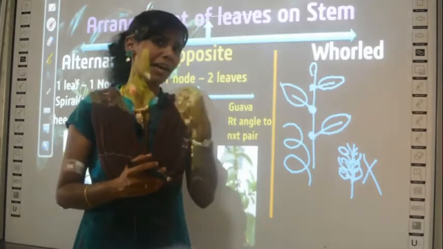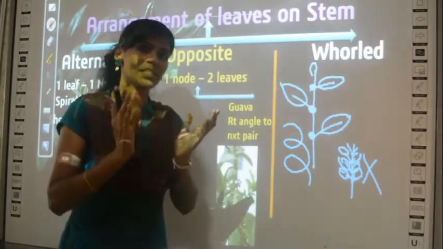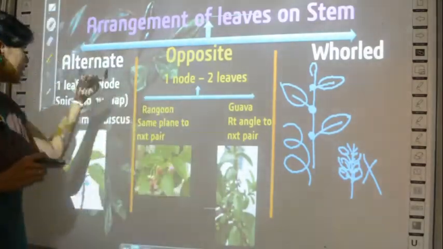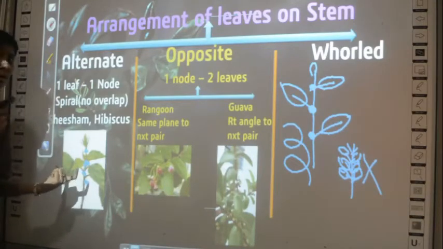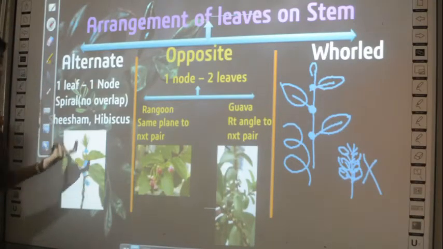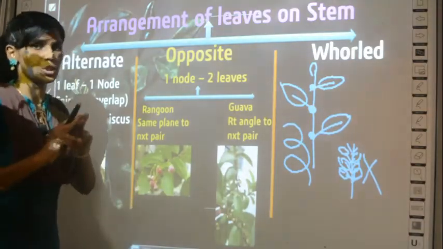You can see in any plant, the leaves will not be touching each other. There will be space somehow. So if there is alternate arrangement, definitely it will be spirally arranged above one another so that it doesn't overlap. Two leaves will never overlap or touch each other.